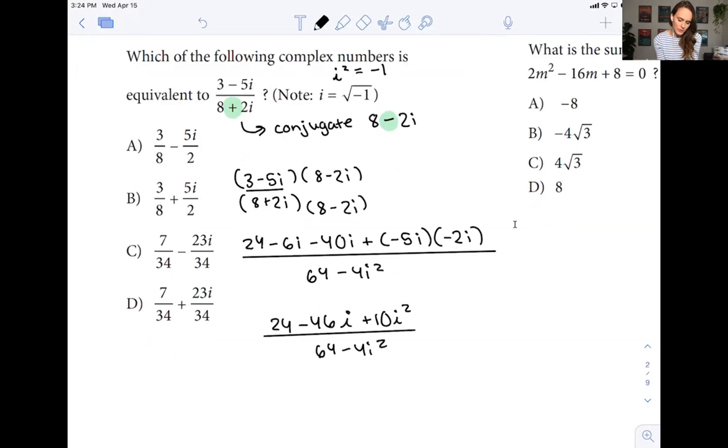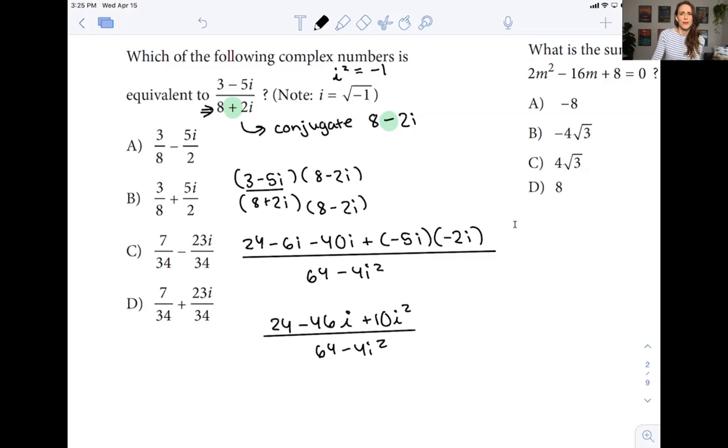Somebody asked a question. Someone asked, you don't change the 3 minus 5i to 3 plus 5i? Right, you're not going to touch the numerator at all. You would leave the numerator totally alone. You just look at the denominator to find your conjugate. So this is the only part you're going to look at for your conjugate.